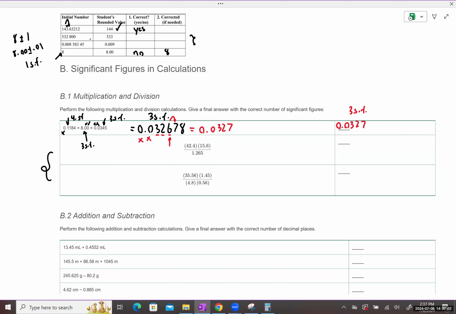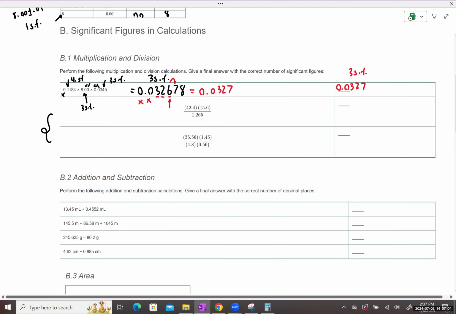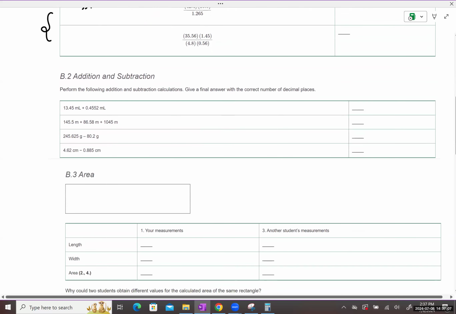Okay, now let's move on to B2. In B2, we're asked to perform the following addition and subtraction calculations and give a final answer with the correct number of decimal places. Again, I'll do the first example as a reference, and you'll work on the later examples independently. So we have 13.45 plus 0.4552.